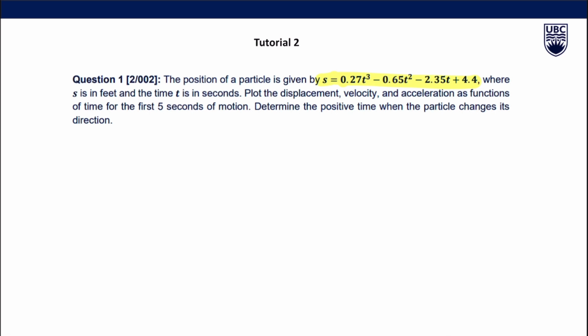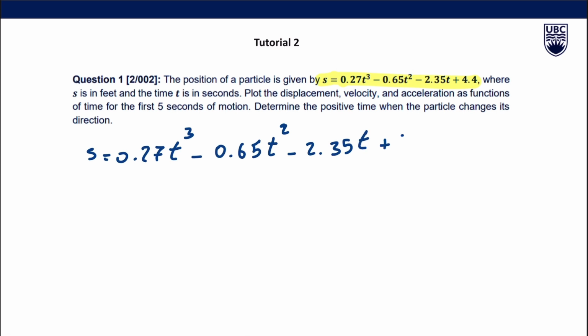So once again, this is our displacement equation. s equals 0.27 t cubed minus 0.65 t squared minus 2.35 t plus 4.4. So this is our displacement equation.